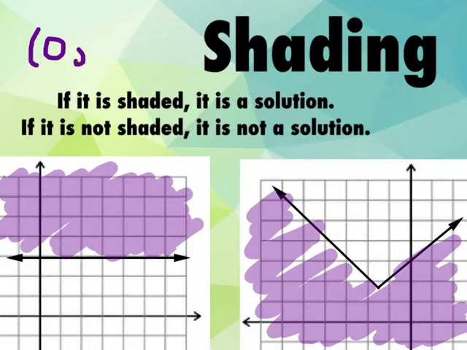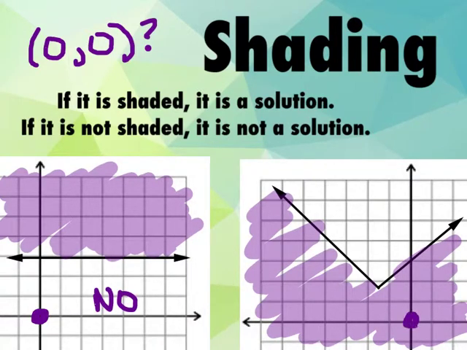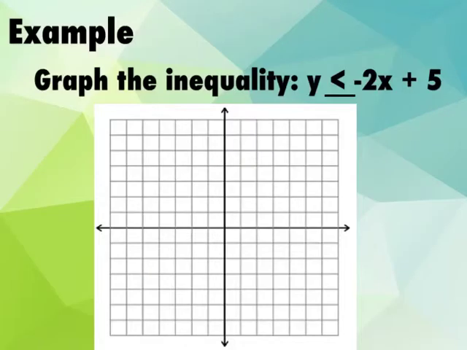So let's look at the point 0, 0. Is it a solution for each one of these graphs? In the first one, 0, 0 is not included in the shaded region, so 0, 0 is not a solution. Over here on the right, 0, 0 is included, so 0, 0 is part of that solution.